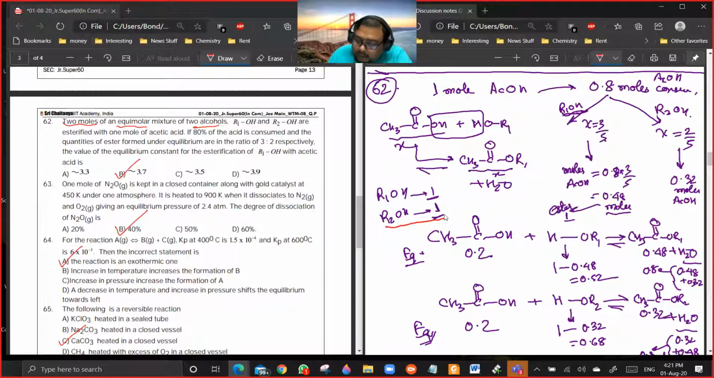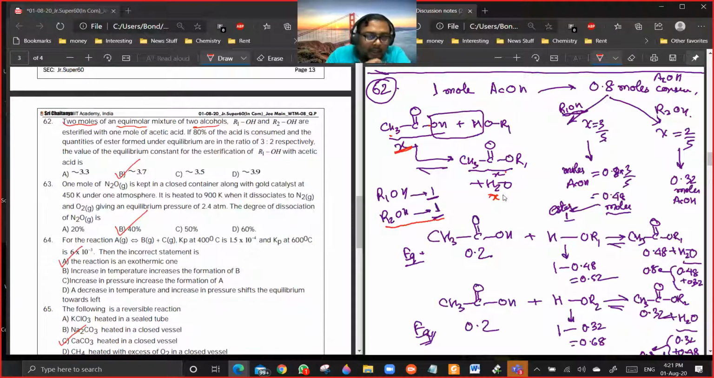Okay. Now you see, this is the ester reaction. CH3COOH, if it is reacting with an alcohol, this OH and H will go and you will get H2O plus an ester. Okay. So if X moles of acetic acid is reacting, you will get X moles of ester and X moles of H2O. Are you getting this?